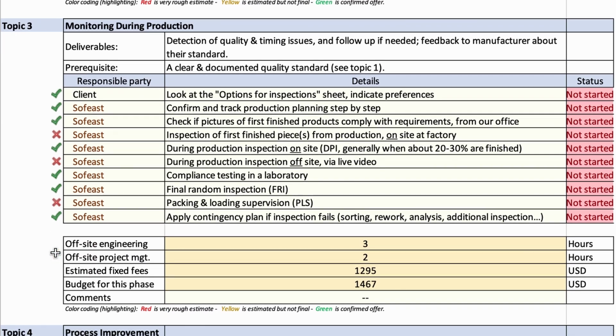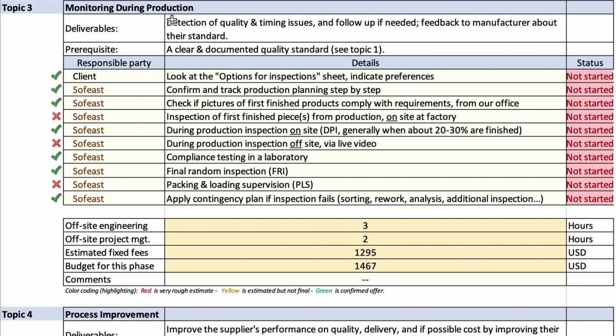Okay, we can help in many cases look at them and try to understand. Topic number 3 is the monitoring. Okay, during production, detect the problems, detect the issues as early as possible. Right. So obviously we work with you to look at what kind of inspections you want. That's another sheet. Just to make sure that we really work as you need. Then confirm and track the production planning. Maybe they send us photos of the first finished products and we can look at it in an off-site manner, right? Much cheaper than going on site and spending a whole day there.